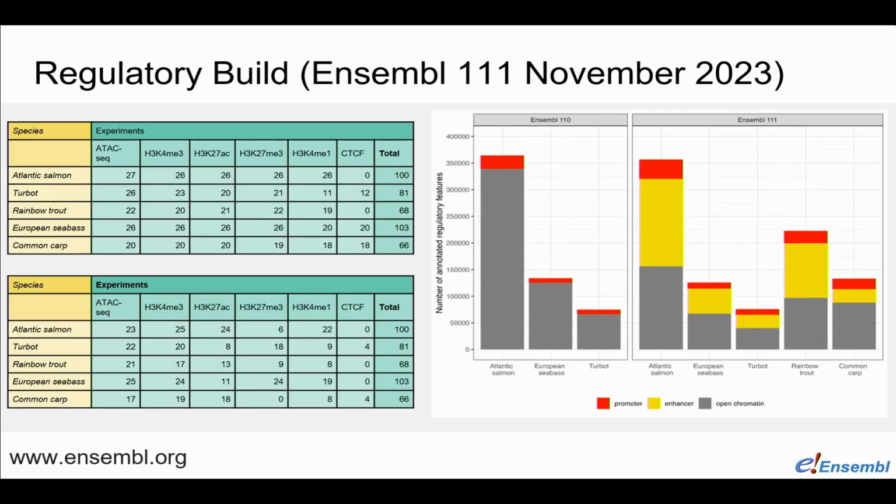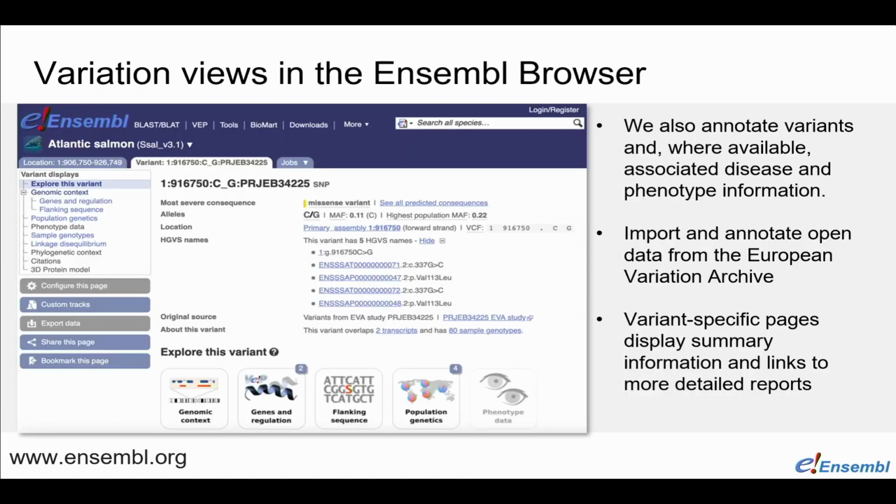And so there are already available these for open chromatin regions for salmon, sea bass, and turbot, which came out earlier this year. But in November, we'll be releasing 2 further species, but then also having our predictions for promoters and enhancers as well. So this data is coming out and available through the browser in around November.